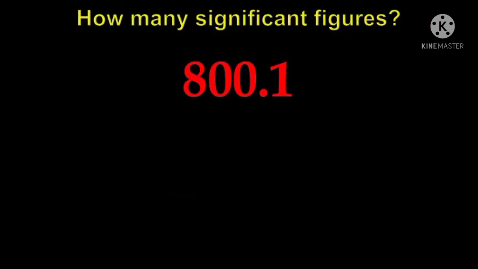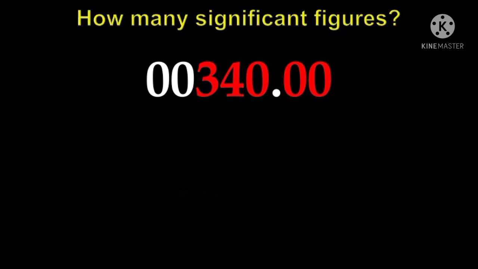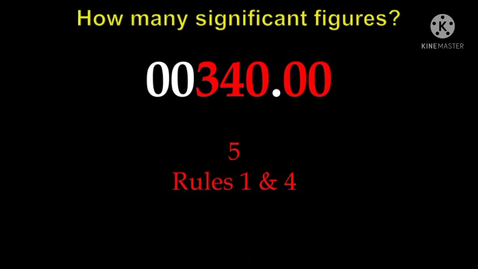Okay students, let's have a small quiz based on the topics we have learned in this section. Shall we play a quiz? Okay, let's start the quiz. How many significant figures are there in this number? Yes, your answer is correct. The answer is 4. In the next question also, you are going to find the significant figures. Yes, your answer is correct. The number of significant figures in the question is 5.